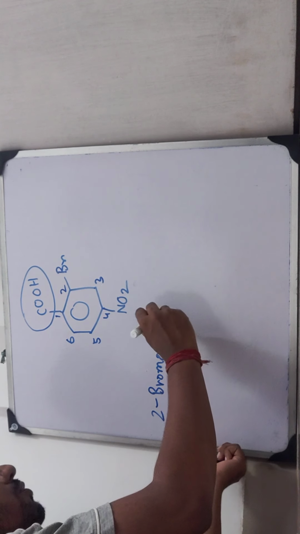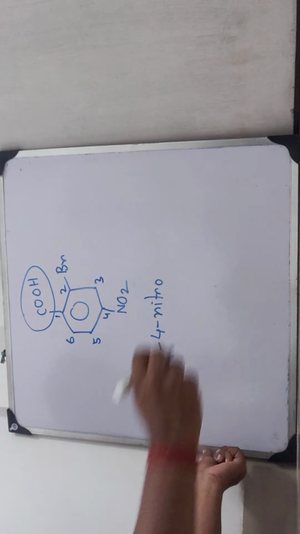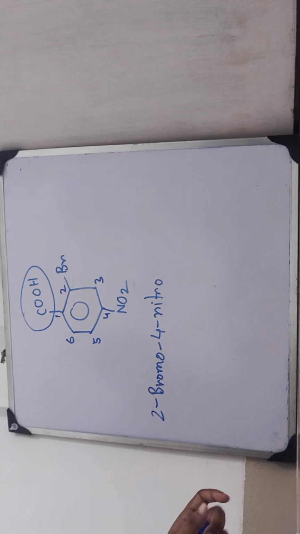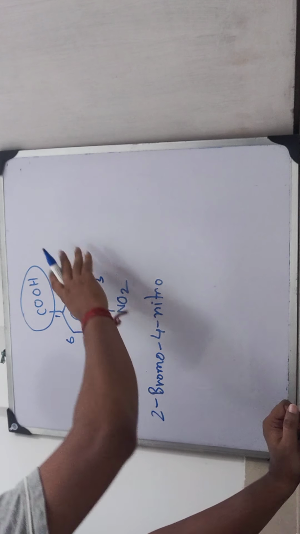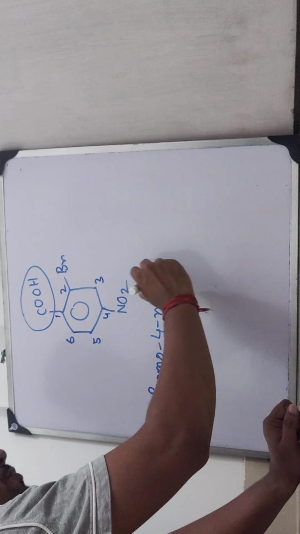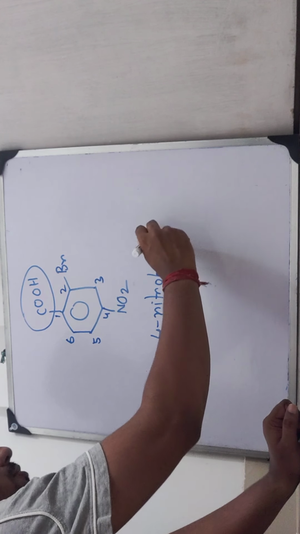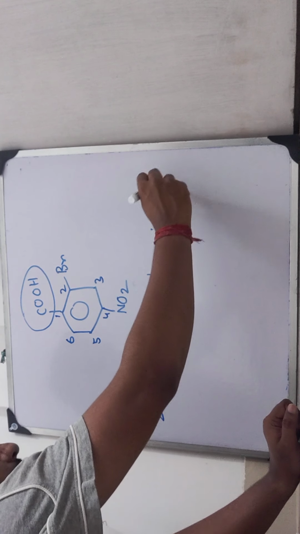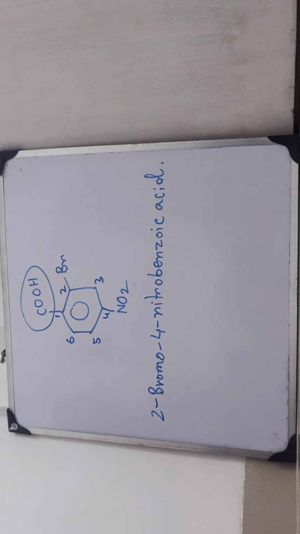4-nitro, 2-bromo-4-nitrobenzoic. If none of these were present, then only benzoic acid would be the name. So what is the name of this compound? 2-bromo-4-nitrobenzoic acid. Simple as that. So let us come to some more examples.